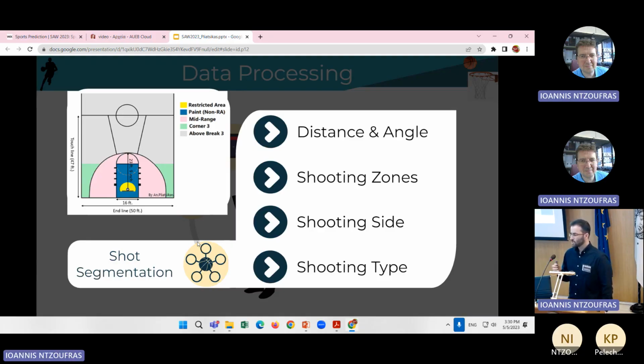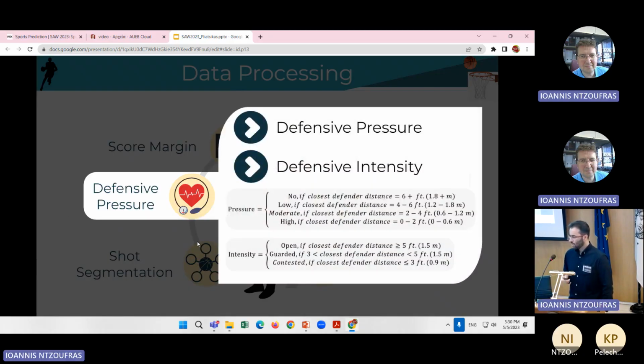Furthermore, we divided shots into multiple shooting types, like jump shots, layups, and dunks. For quantifying the defensive pressure, we used the closest defender distance. Our analysis revealed that the most effective grouping was based on 2-foot distance ranges, which equals 0.6 meters.